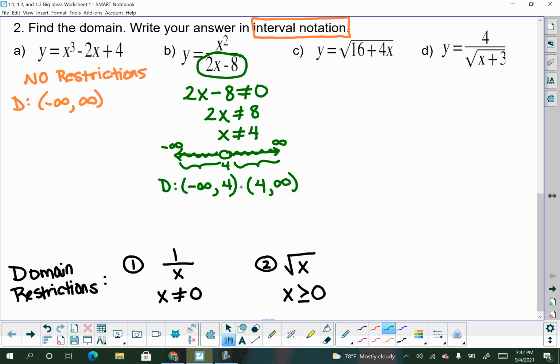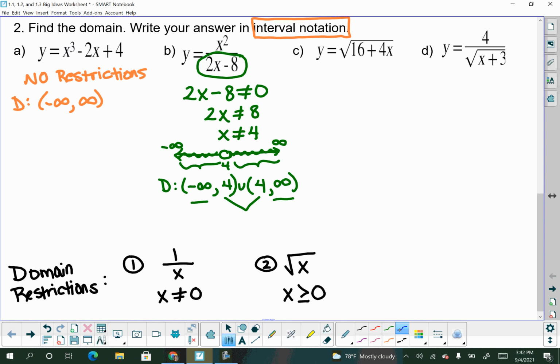And if you have multiple groups like this, we're going to use a U to connect the two sets, and that just means union. So you can see this really is still negative infinity to positive infinity, but when we get to our single value that's a domain restriction, we're just jumping over that number. That's what this notation means. Okay, let's look at the next one.